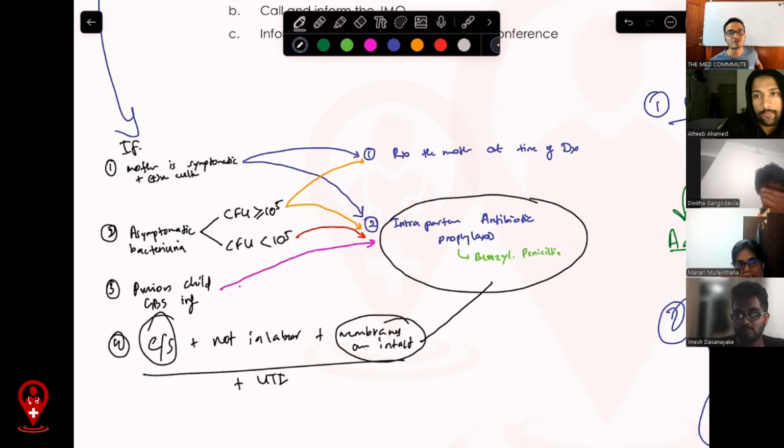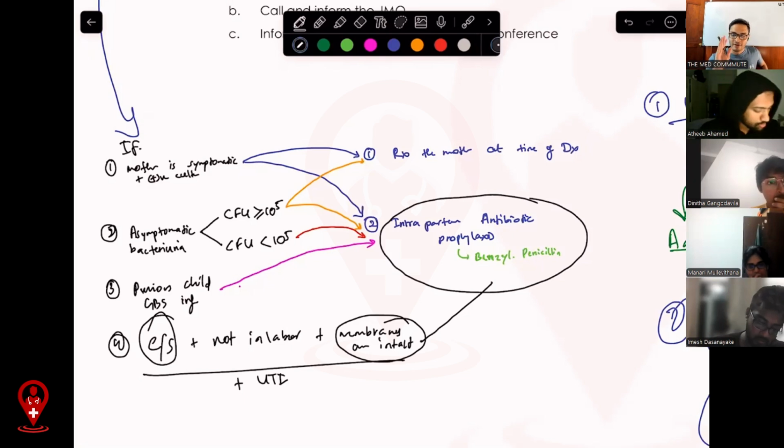If you see all the other instances here, we give intrapartum antibiotic prophylaxis. So remember this. Very likely to be asked. This is a new guideline. Quite a new guideline, not very new. It's been there for a while, but you have to know this. Is everyone clear with this? Everyone understood? Okay.